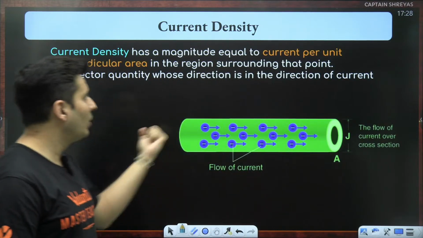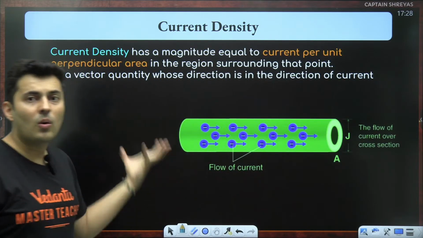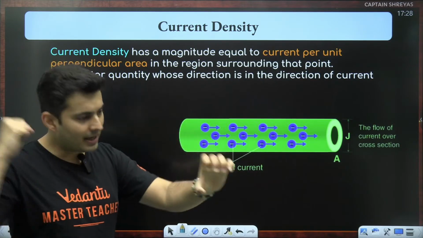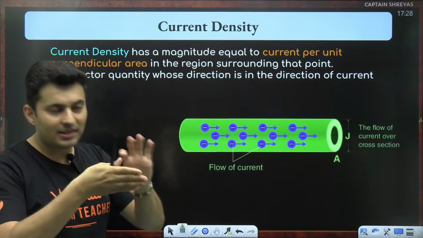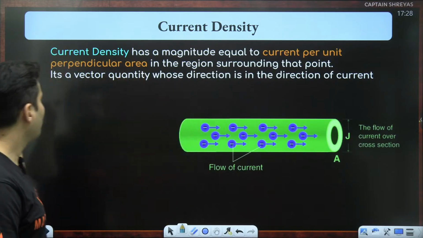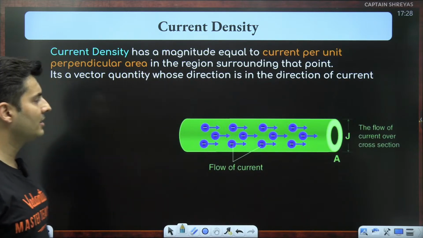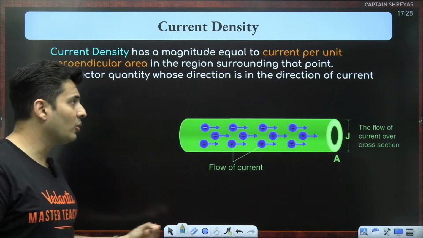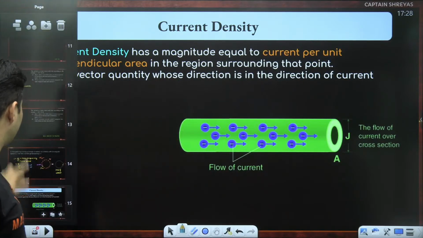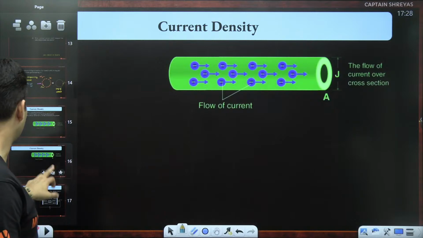So that is exactly what current density is. It's how many charges and how much current flows closely packed inside the wire of a certain cross section. So it's the current per unit perpendicular area in a region surrounding that point, and it is a vector quantity whose direction is the same as the direction of the current. Let's understand it better right over here.